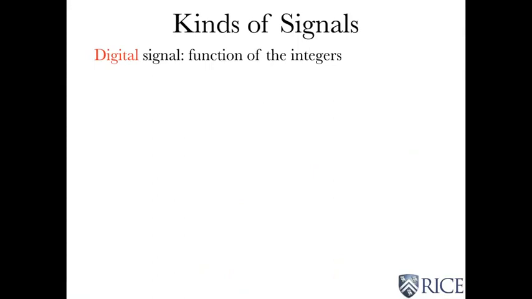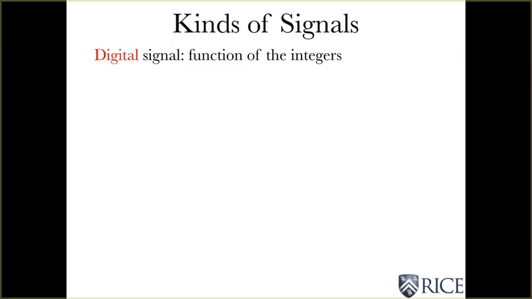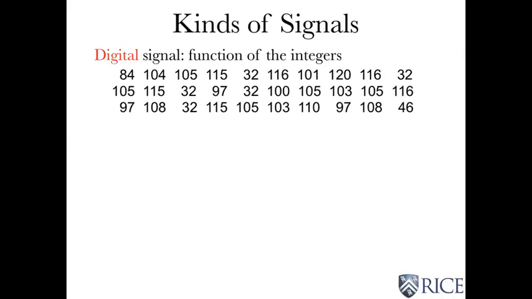So the next kind of signal is a digital signal. A digital signal is a function of the integers. It's a function of a discrete valued independent variable, which we're just going to take to be the integers. So here's an example of a digital signal. It's a sequence of numbers.